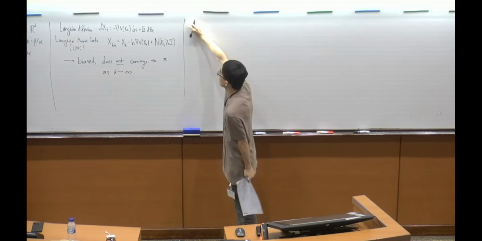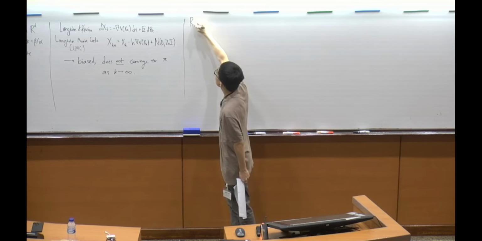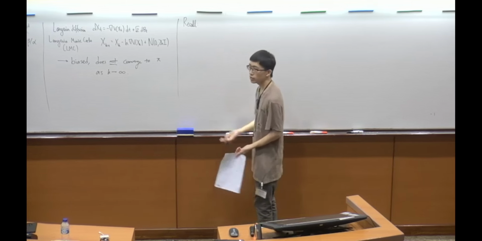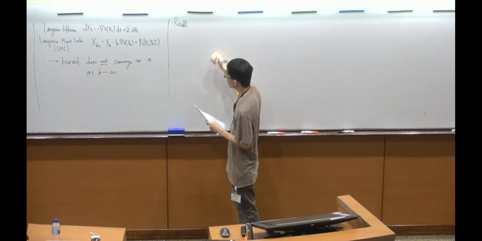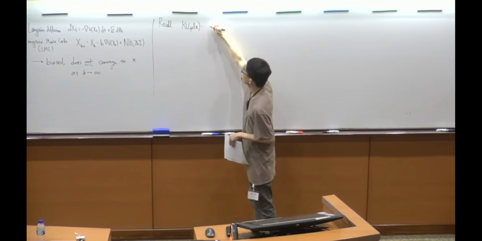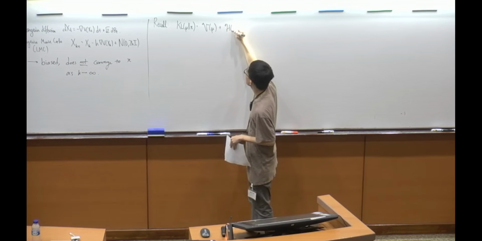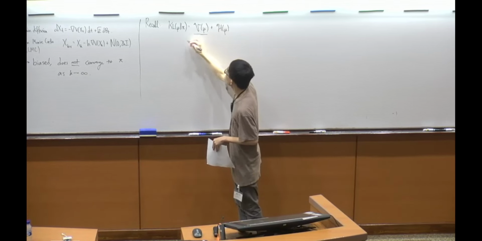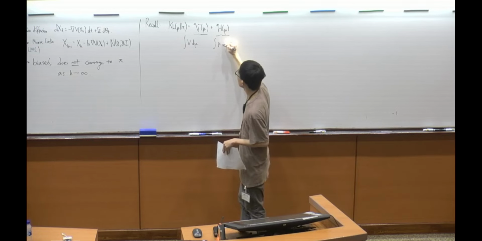So let's try to give an optimization perspective on what this algorithm is doing. Recall that the Langevin diffusion is a Wasserstein gradient flow of the KL divergence with respect to the target distribution. The KL divergence was the sum of two functionals. The first is the potential energy and the second is the entropy. The potential energy is the integral of V with respect to mu, and the entropy is the integral of mu log mu.